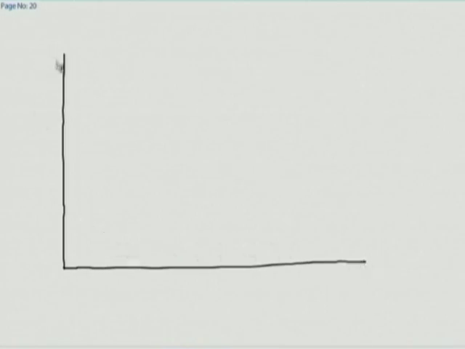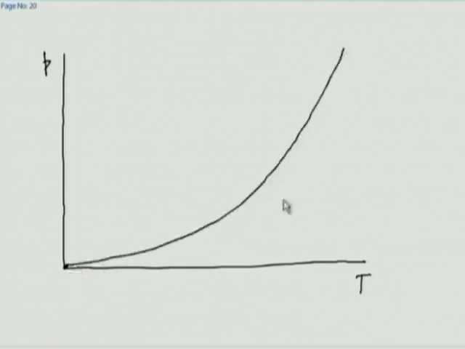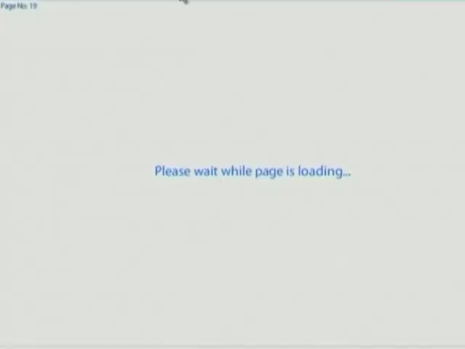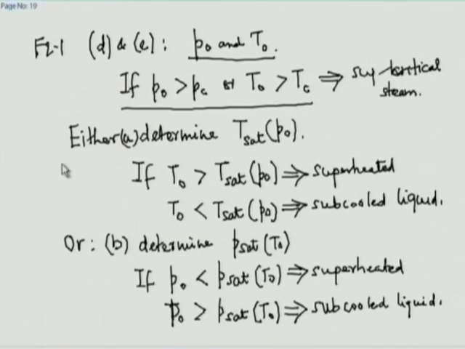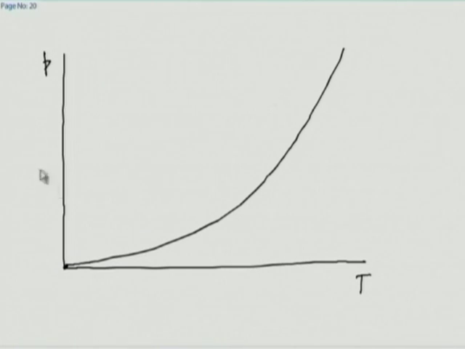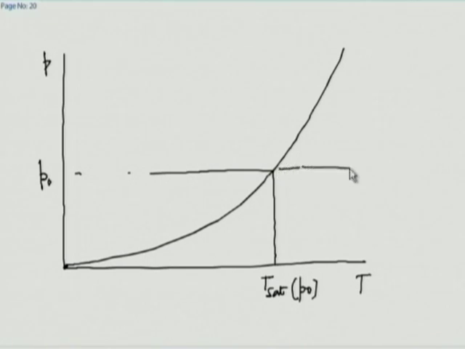This is very clear from our phase diagram or PT diagram. P naught, T naught is given. In the first case, we are calculating the saturation temperature at P naught. Suppose this is P naught, draw this line, then this is T sat at P naught. And then if the given temperature T naught is higher than this, we are in superheated steam zone. If it is lower than this, we are in the subcooled liquid zone.